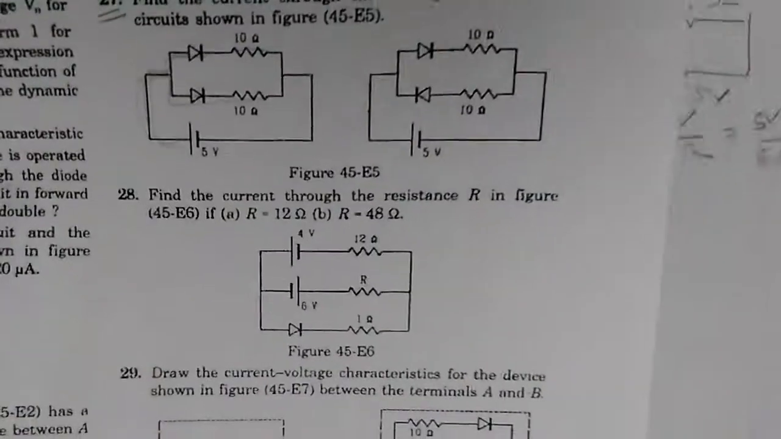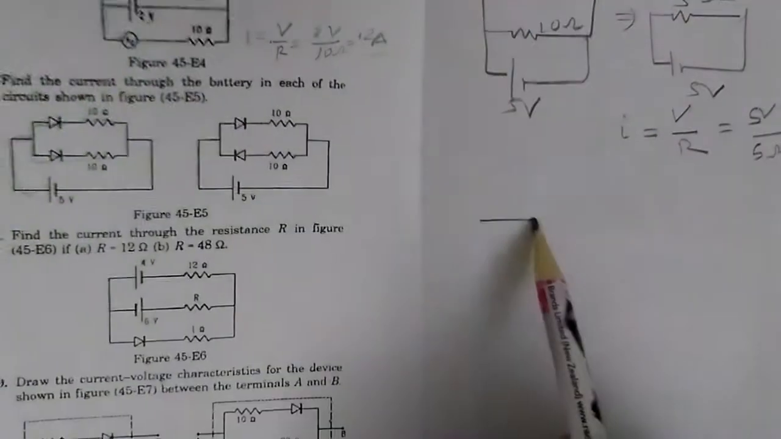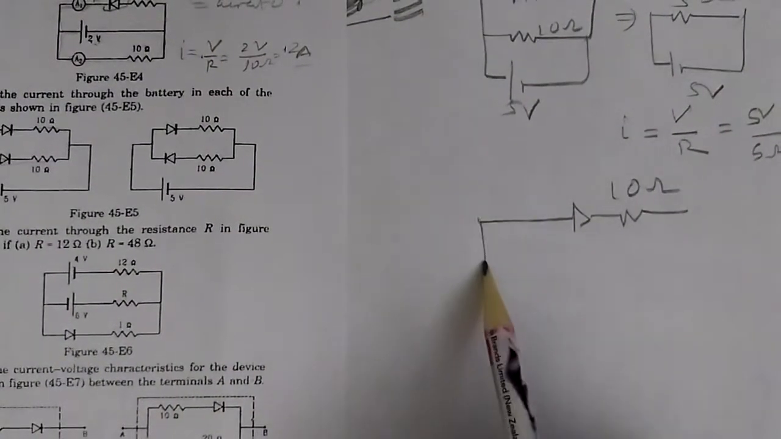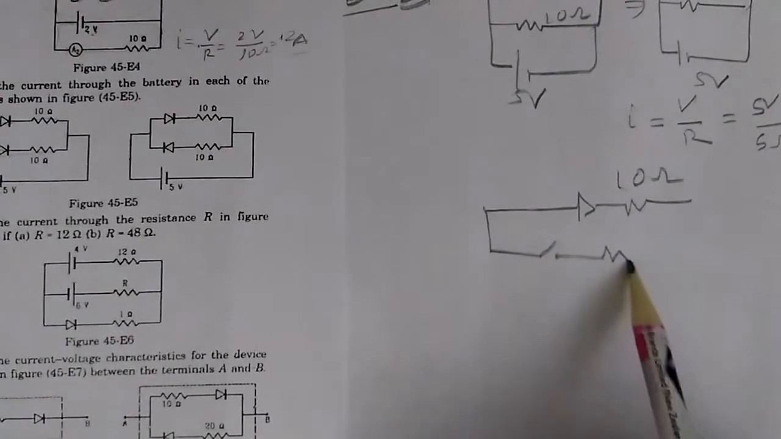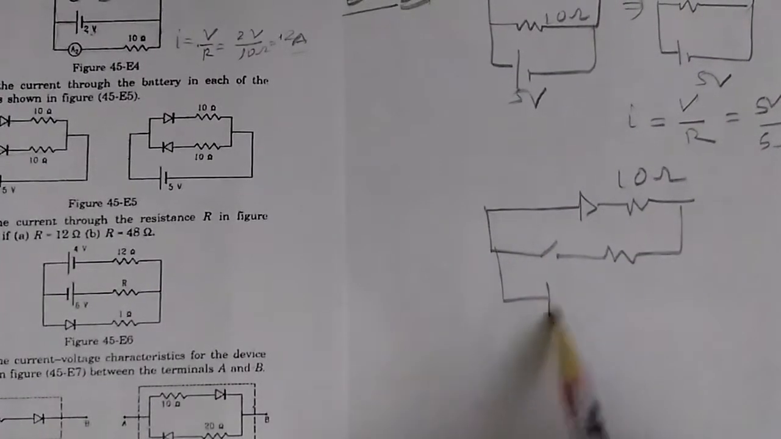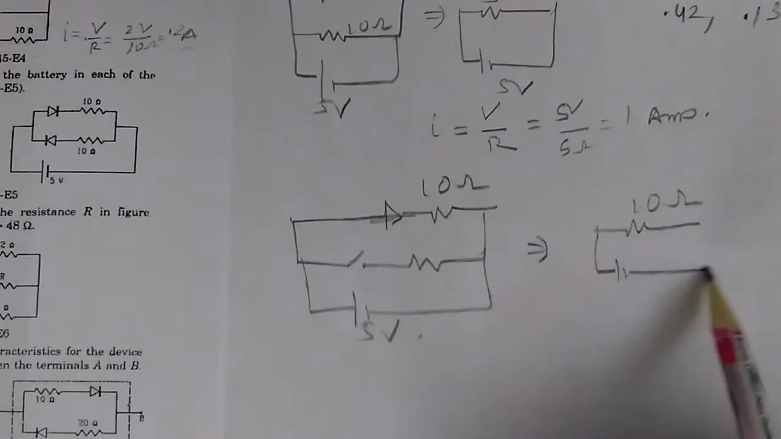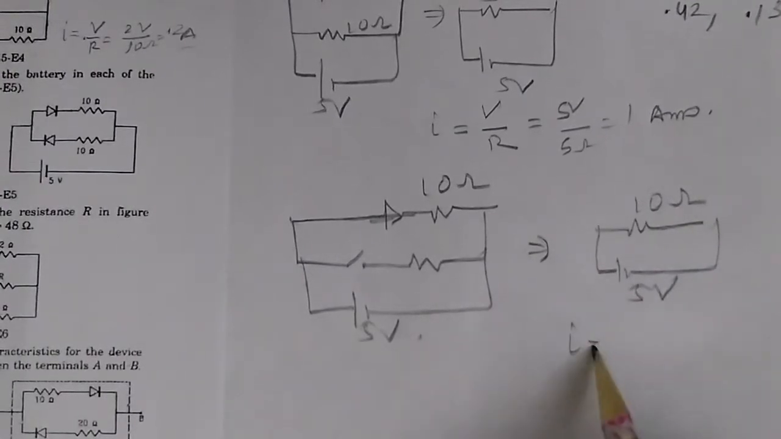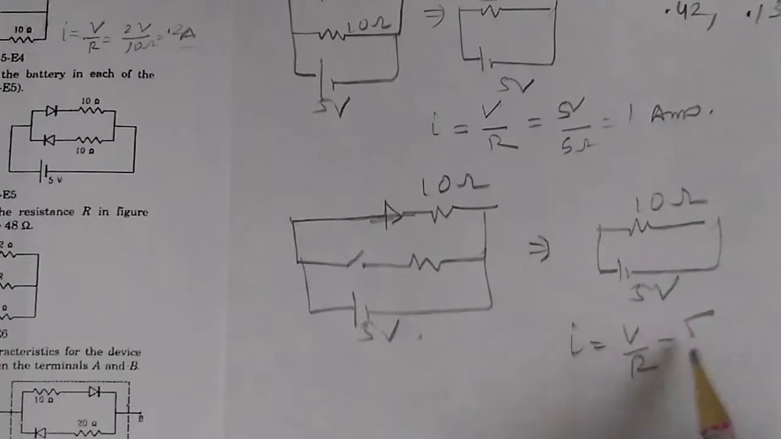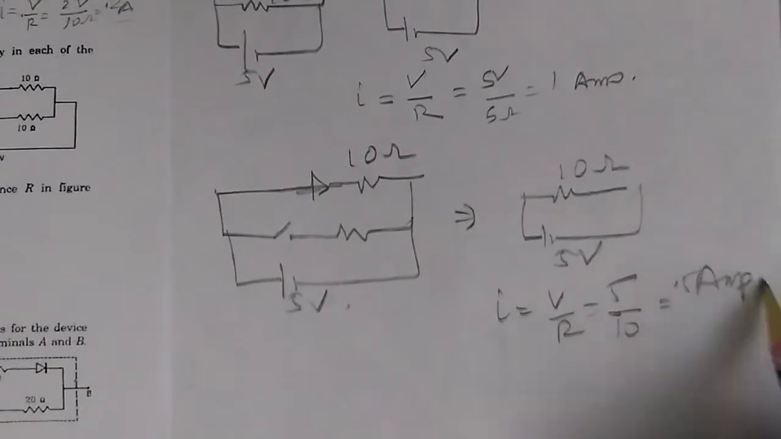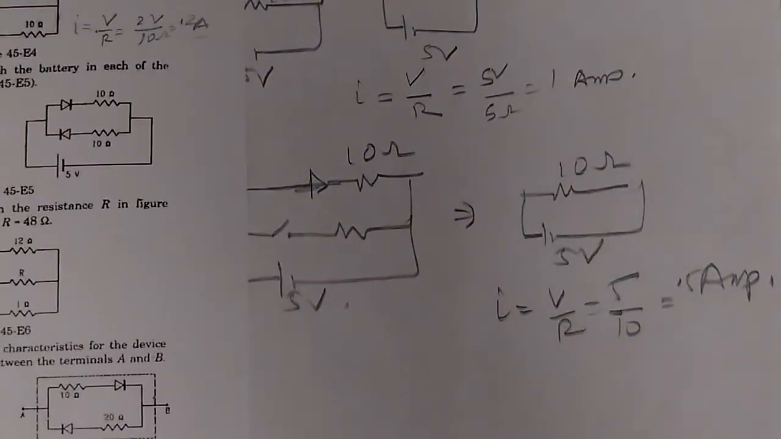So the whole circuit can be replaced by something like this. This diode forward bias, 10 ohm, and then we can say that this is open circuit, there is no current flowing through this, and then a 5 volt battery. Or we can simply say this is shorted because this is forward bias. This becomes 10 ohm resistance and a 5 volt battery. The current in this case will be V by R, or 5 volt divided by 10 ohm, or 0.5 amp. Hopefully this is a simple problem to solve.